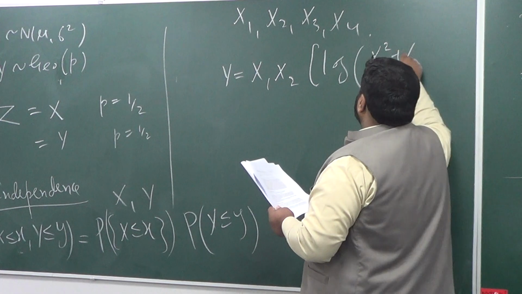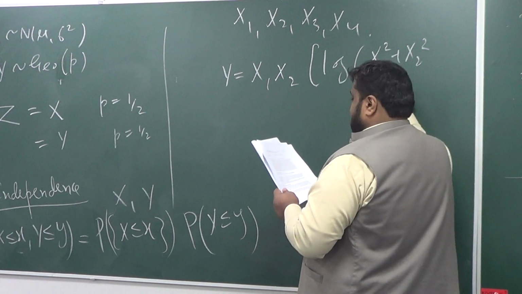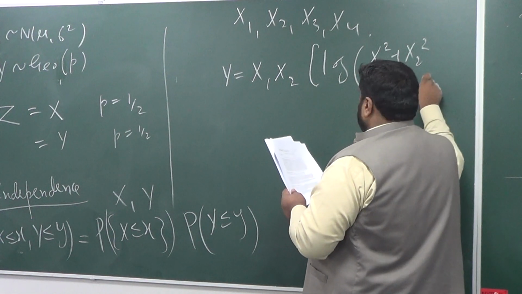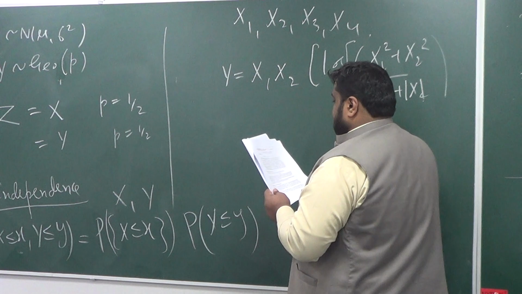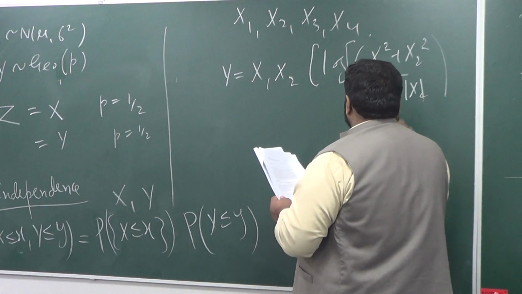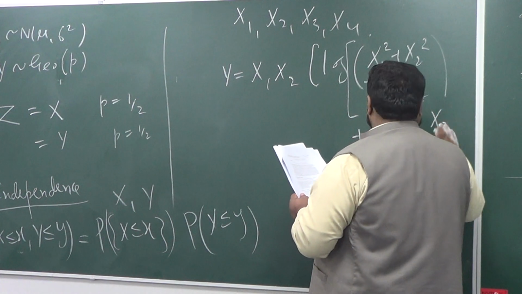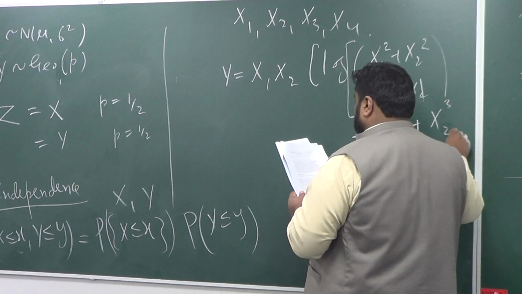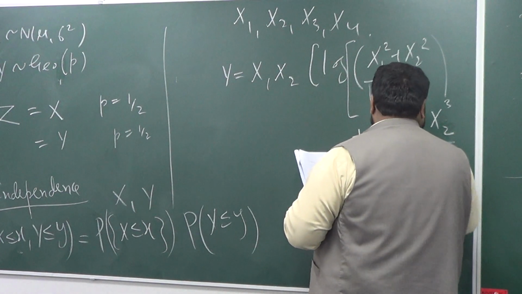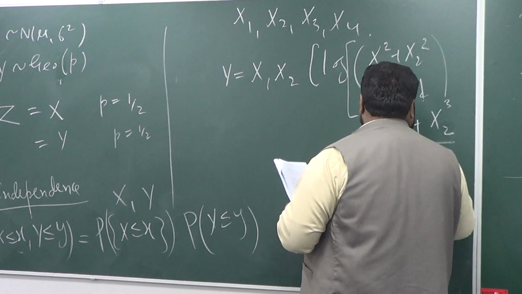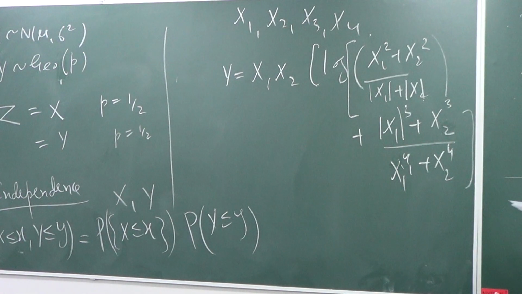x1 square, x2 square over absolute of x1 plus absolute of x2 bracket, okay, plus absolute of x1 cube, x2 cube and x1 power 4 plus x2 power 4. Isn't it? Looking good.